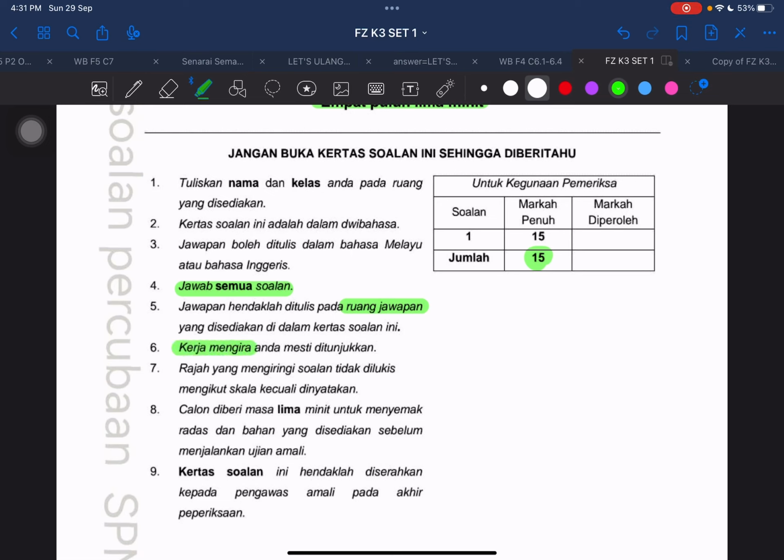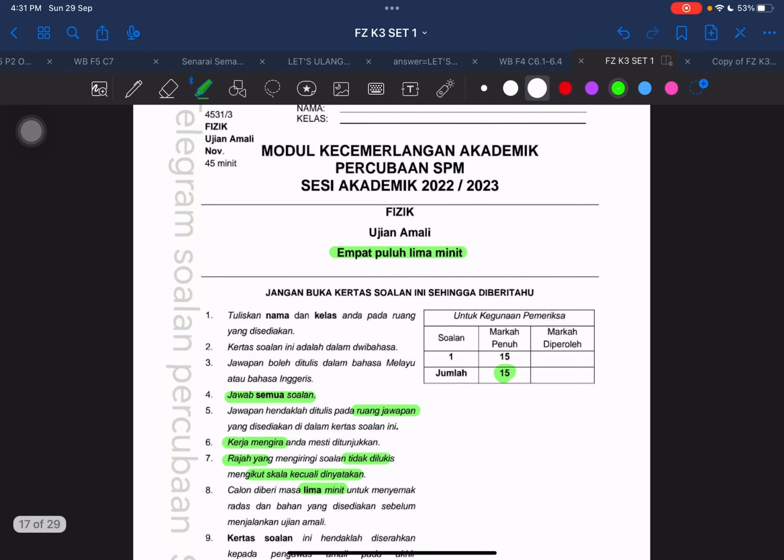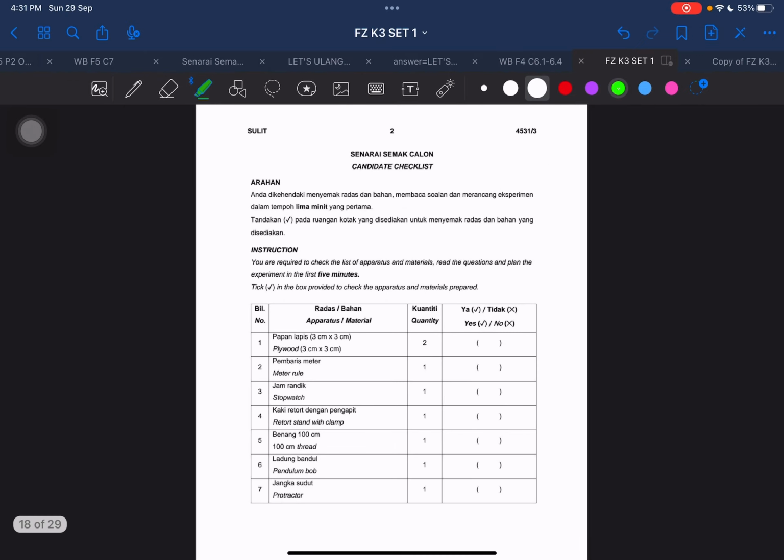Show the calculation and the steps. The diagram is not to scale unless stated. You will be given 5 minutes to check the apparatus before the ujian amali science. We look at the second page.